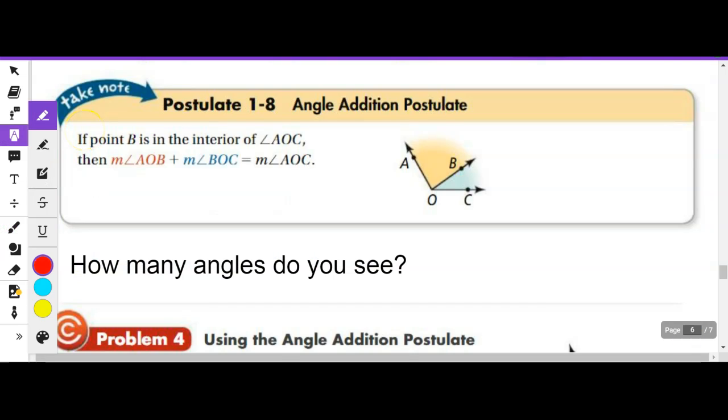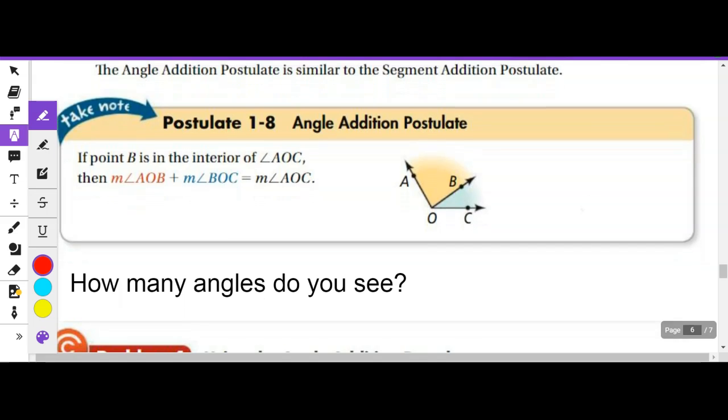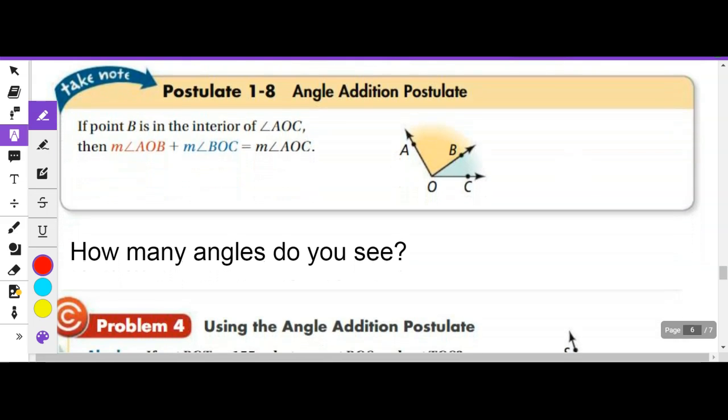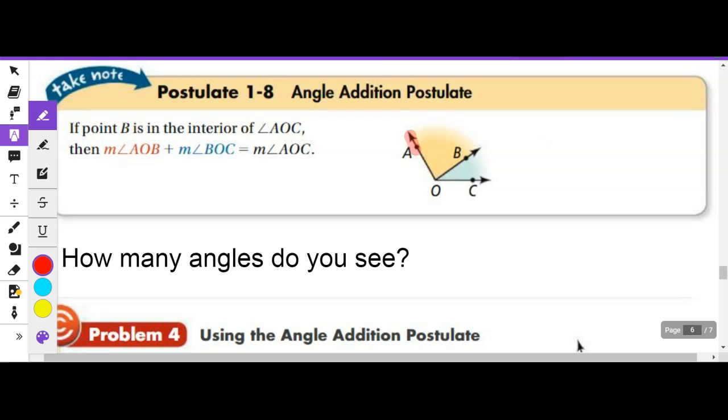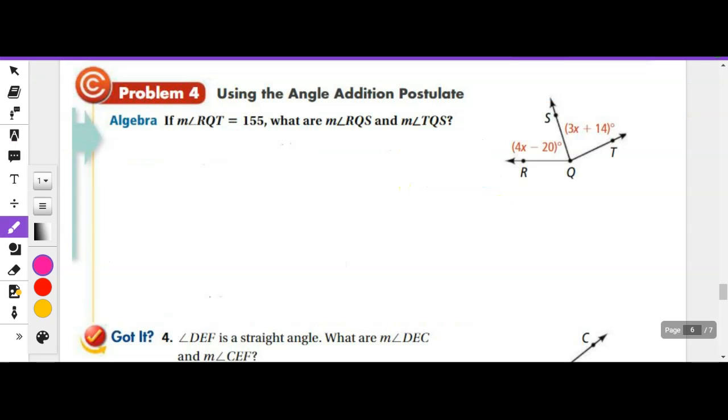So now we're to postulate 1-8, which is the angle addition postulate, which is amazingly similar to the segment addition postulate. So this just says that the measure of AOB plus the measure of BOC is equal to the measure of AOC. So two parts equal the whole. So now let's do an example with the angle addition postulate.